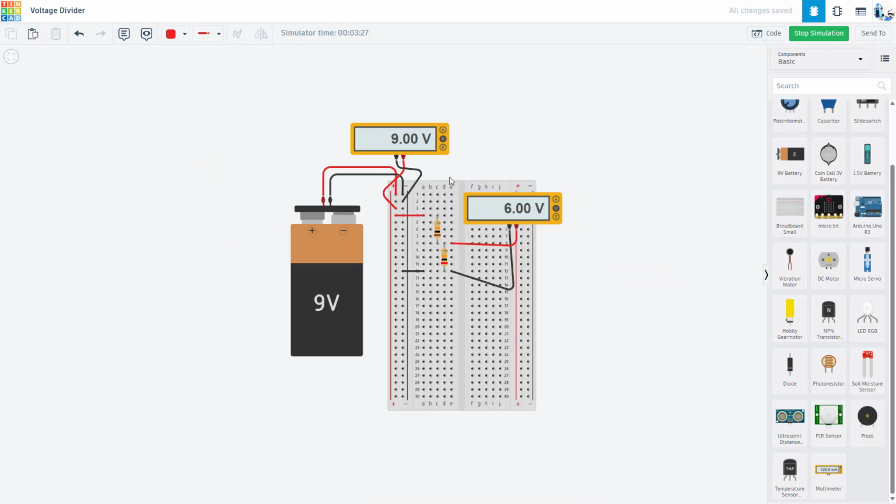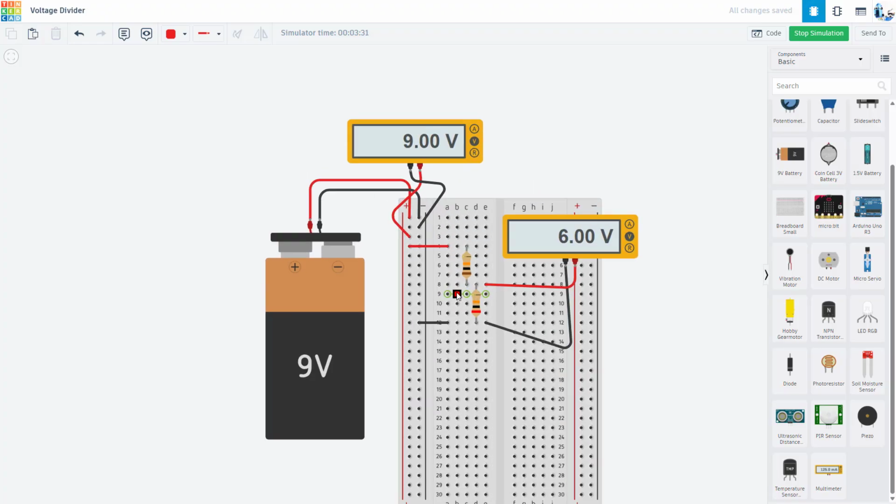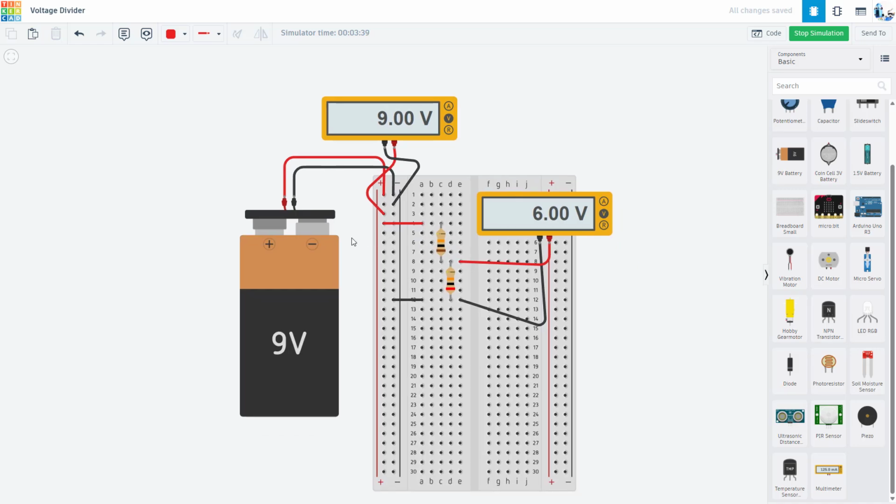Okay, hopefully having watched that, you are now prepared to go build a voltage divider on a physical breadboard. Again, you might only have one multimeter available, so you would only be able to measure the input and output voltages one at a time. But this video should have demonstrated the basic idea.